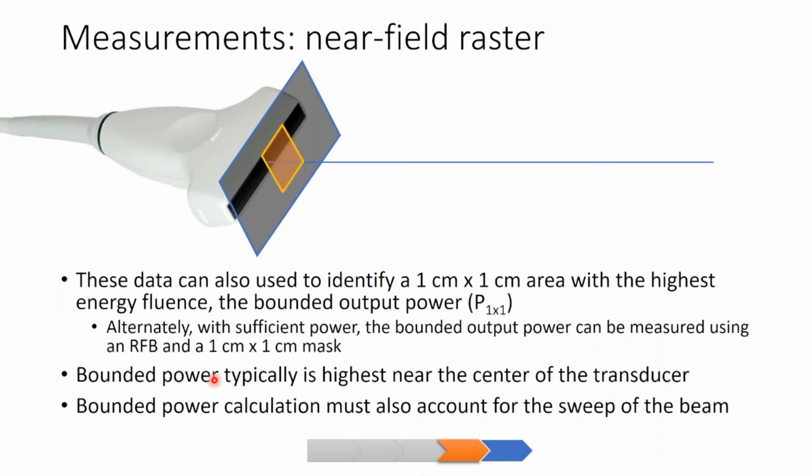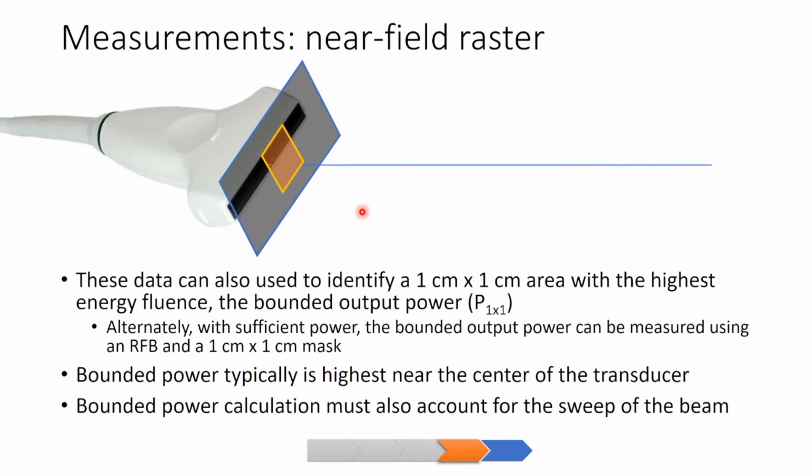Also with this near-field raster, we can look for the bounded power. This is a 1 by 1 centimeter area with the highest energy fluence, and this is one of the parameters that's used in several of the thermal index calculations. I've shown this 1 by 1 centimeter area in the orange color here, and it's typically found near the center of the transducer.